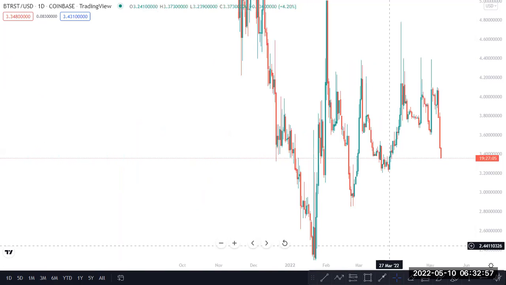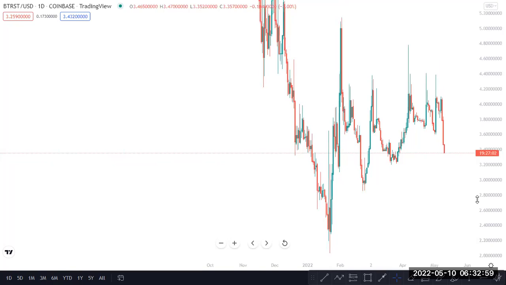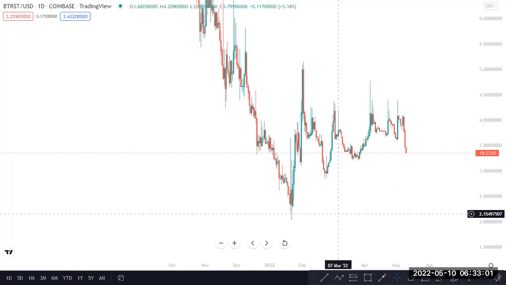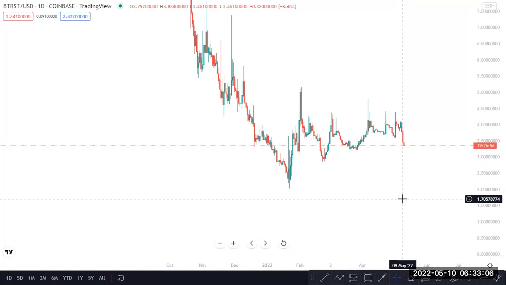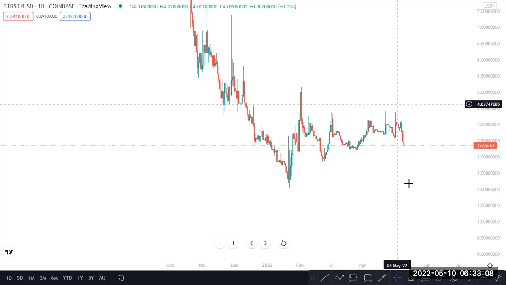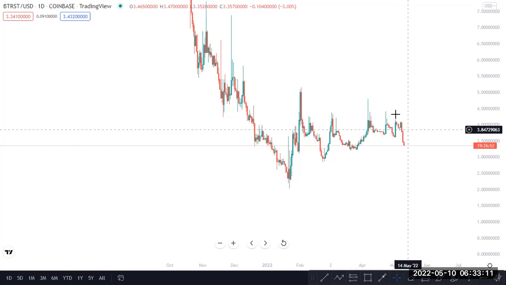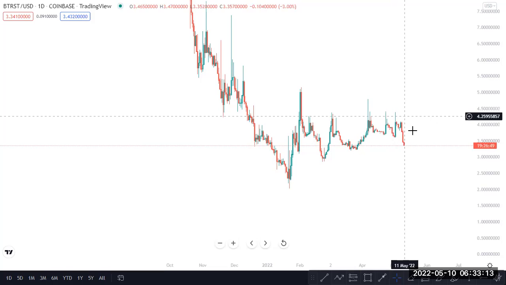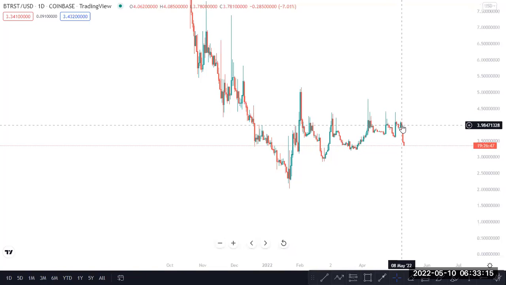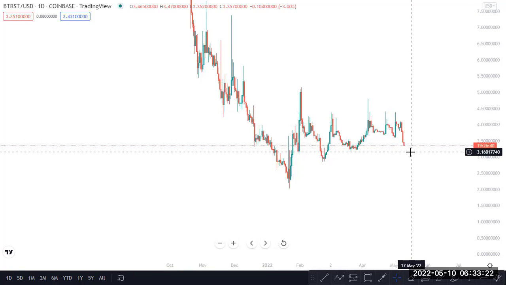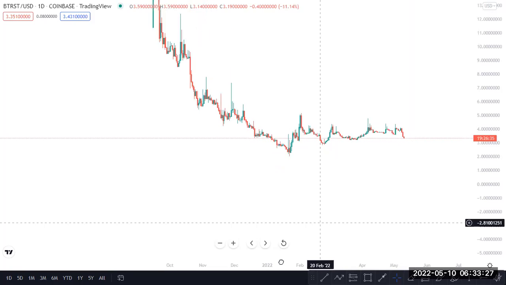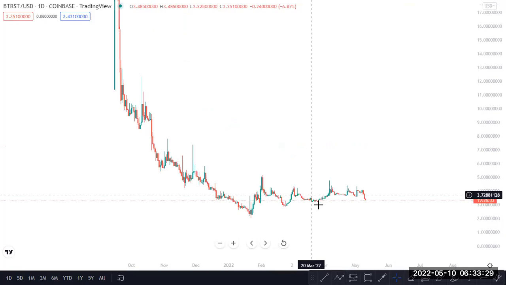So this is BTRST, okay? So what we can say about this coin is that we are trending down. You can see that in the past 2 days we've been trending down, just a strong downtrend, right? Even today we are still in that strong bearish momentum. So BTRST is still trending down, okay?